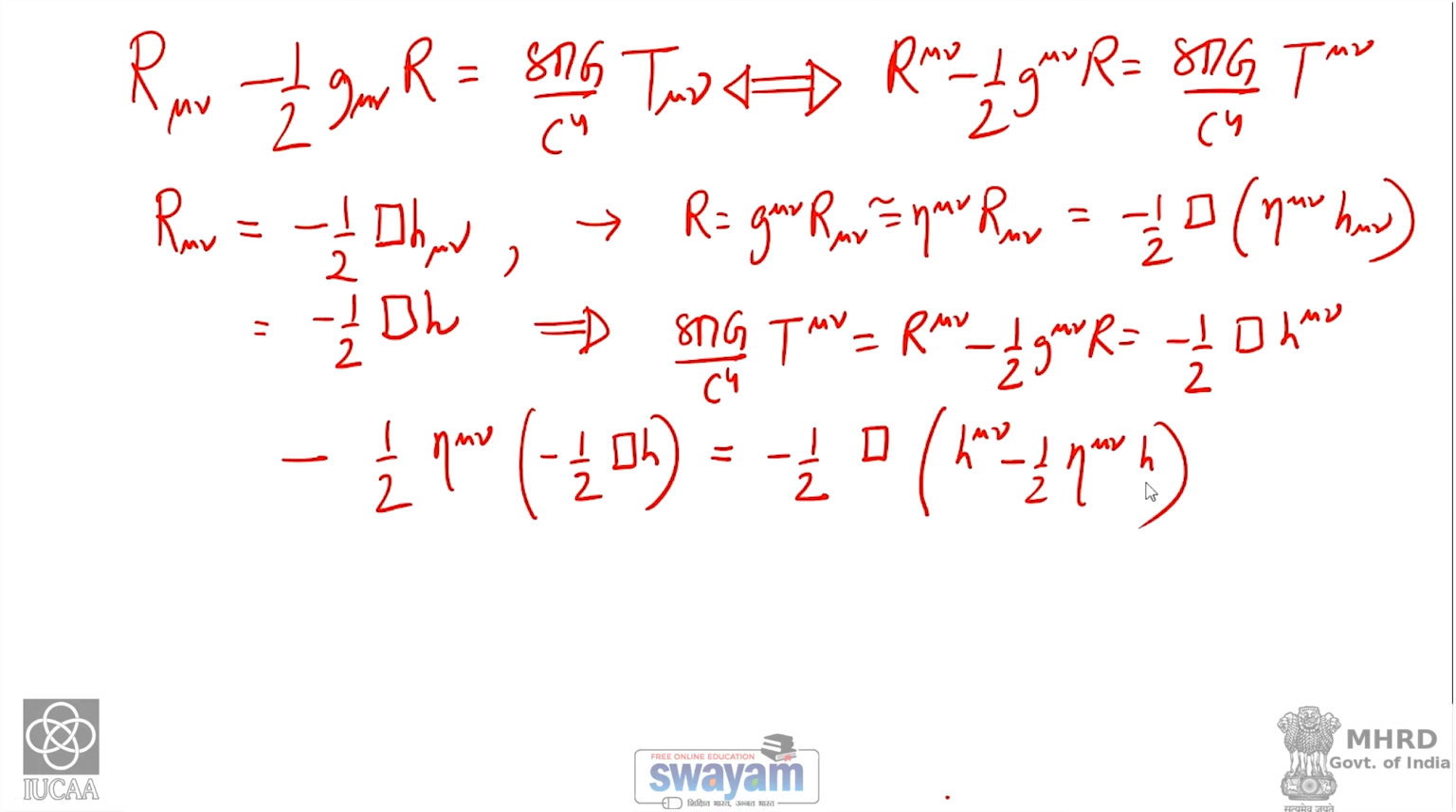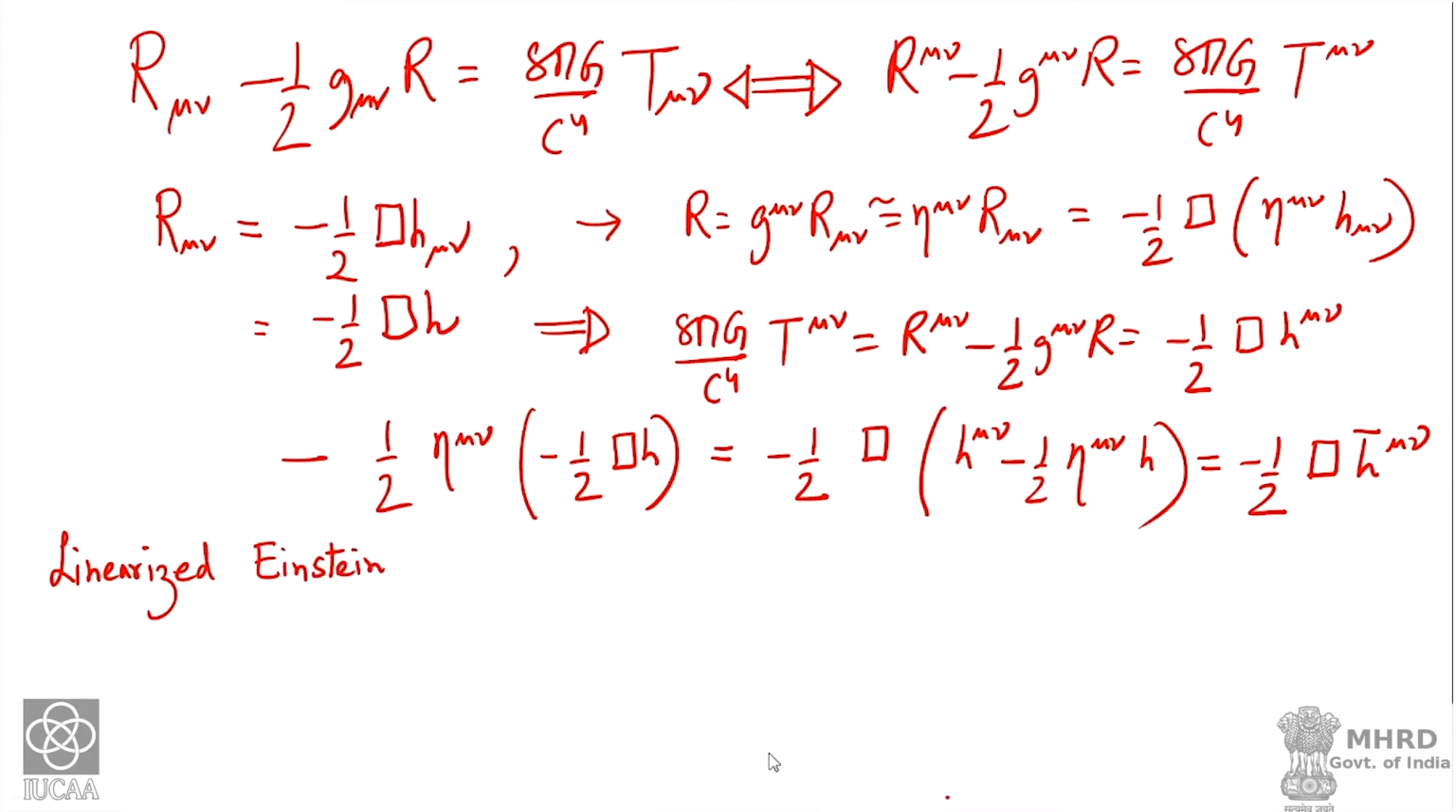But lo and behold, what have we got? h_{μν} minus half η_{μν} h is the trace reversed metric. So, therefore, this object is simply minus half box of h bar_{μν}. Okay? And hence, we have obtained a simpler equation in which the Einstein equation, in the case of linearized gravity, the linearized Einstein equation, is simply the D'Alembertian of the trace reversed metric fluctuation is nothing but minus 16πG/c^4 times the energy momentum tensor.